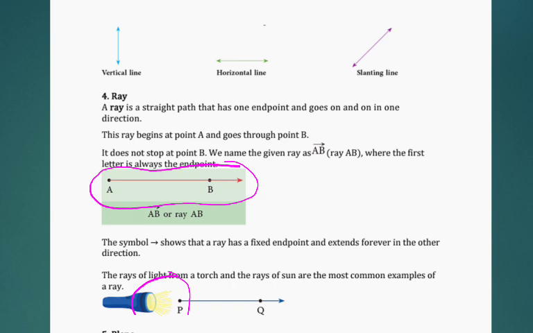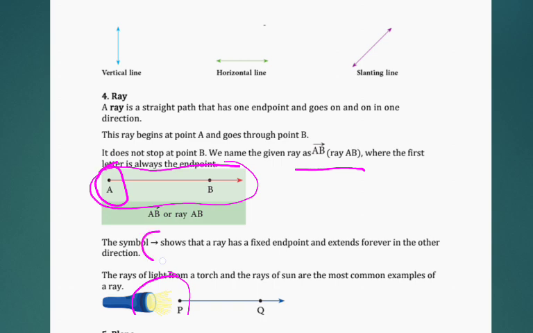It has only one origin point, and the other point is moving to the right-hand side. It does not stop at point B. We name the given ray as ray AB, where the first letter is always the end point. So A is the end point.